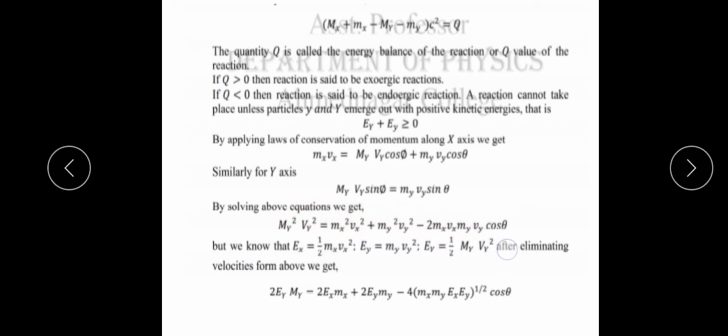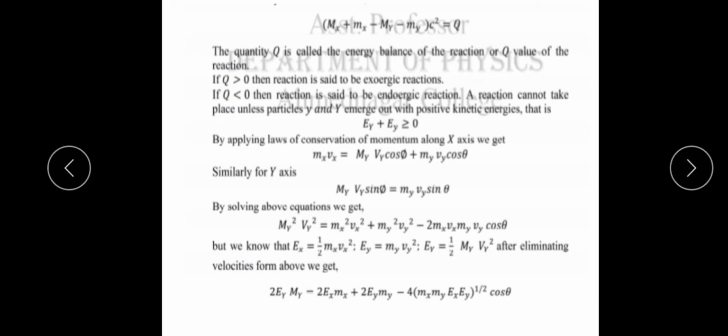We will get this equation. Now, as we know, E_x is nothing but the kinetic energy of the incident particle, E_y is the kinetic energy of the product particle, and E_Y is the kinetic energy of the product nucleus. Now, after the elimination of velocities in this equation, we get this equation. We put in the value of v_x squared, that is 2E_x divided by m_x. Similarly, what is the value of v_y?